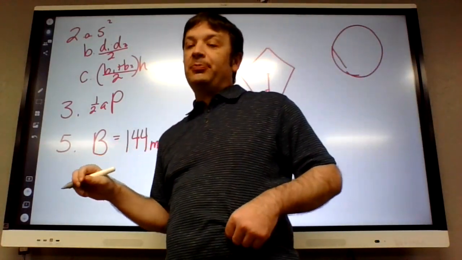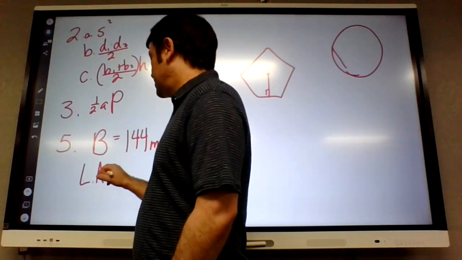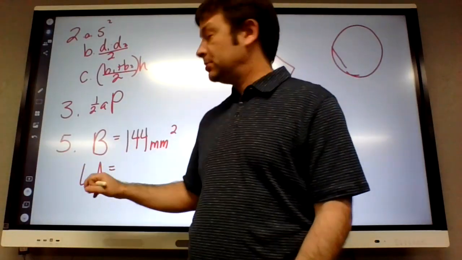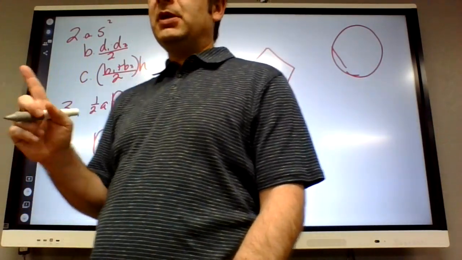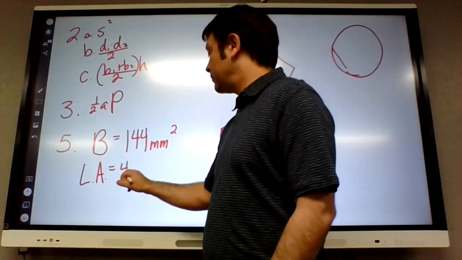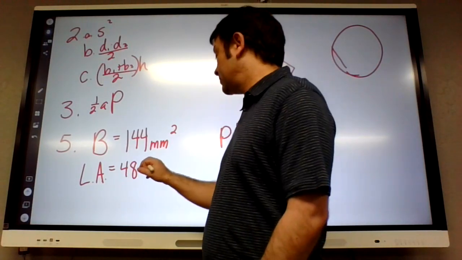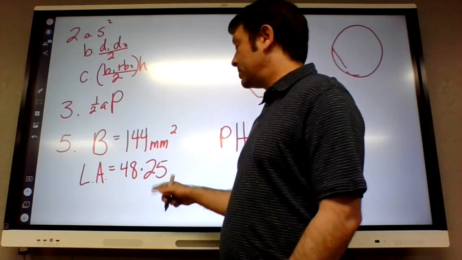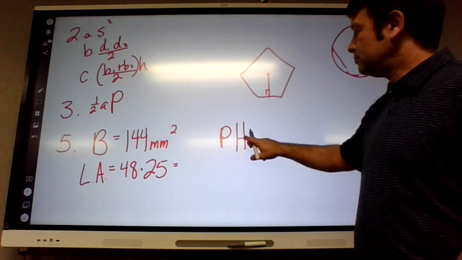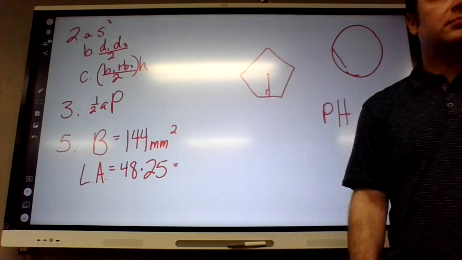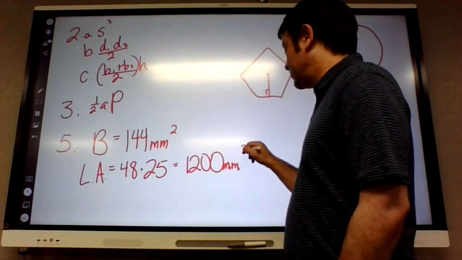Okay, so what is the perimeter of the base on number 5? 48. Right, 12 times 4, because it's a square. Perimeter is how far around it is. So 48 is the perimeter, and the height of the prism is 25. So you just do perimeter times height. 1200. Okay. And that would be all for number 5.